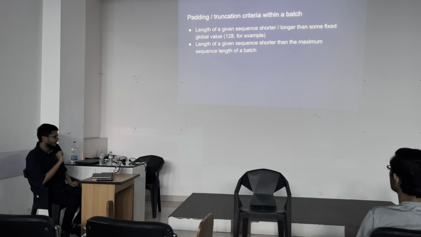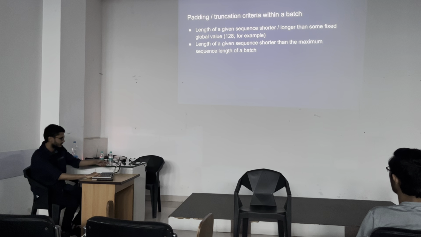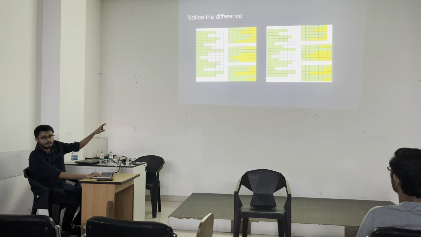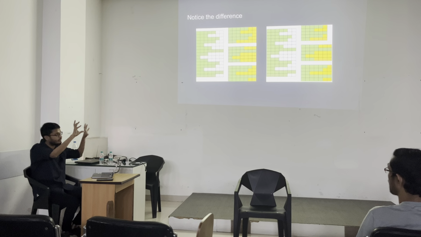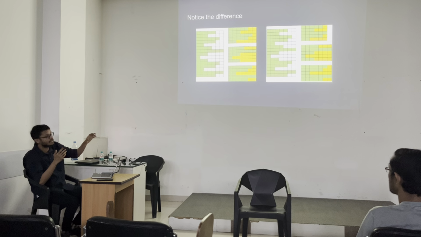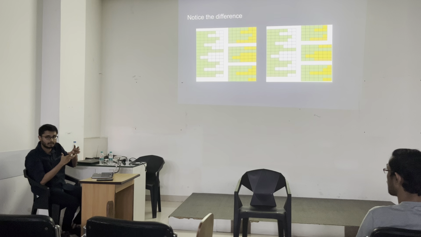Consider these two things. The length of a given sequence being shorter or longer than some fixed global value, let's say 128, so sequence length is 128. And the length of a given sequence being shorter than the maximum sequence length of a batch. Basically, these two things represent these two. On the left-hand side, we have some global fixed sequence length, let's say 128. On the right-hand side, instead, we pick the largest sequence length in a particular batch, compute it, and use it to pad all the other sequences present in that batch. Cool?